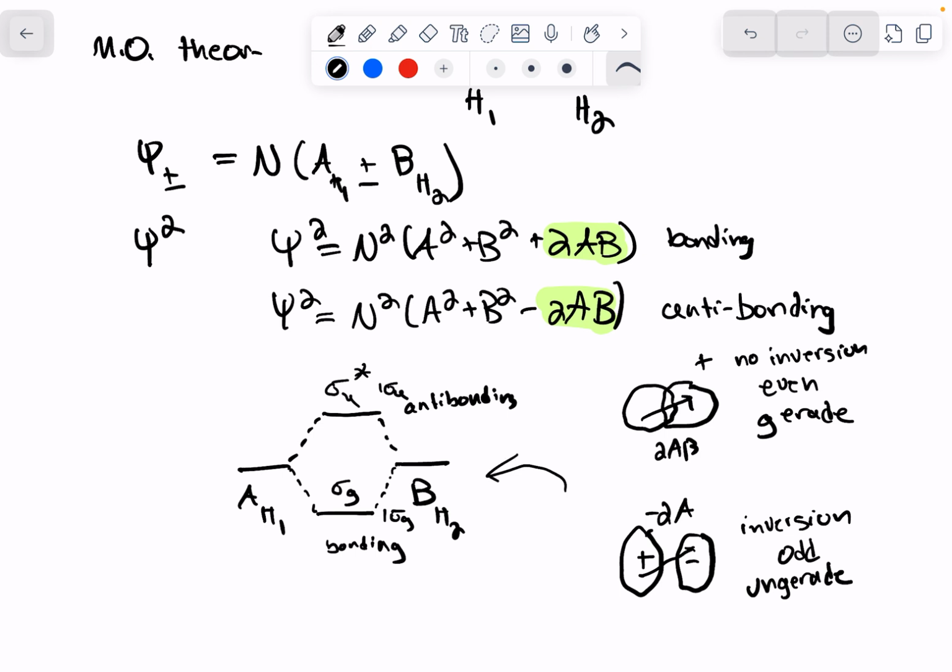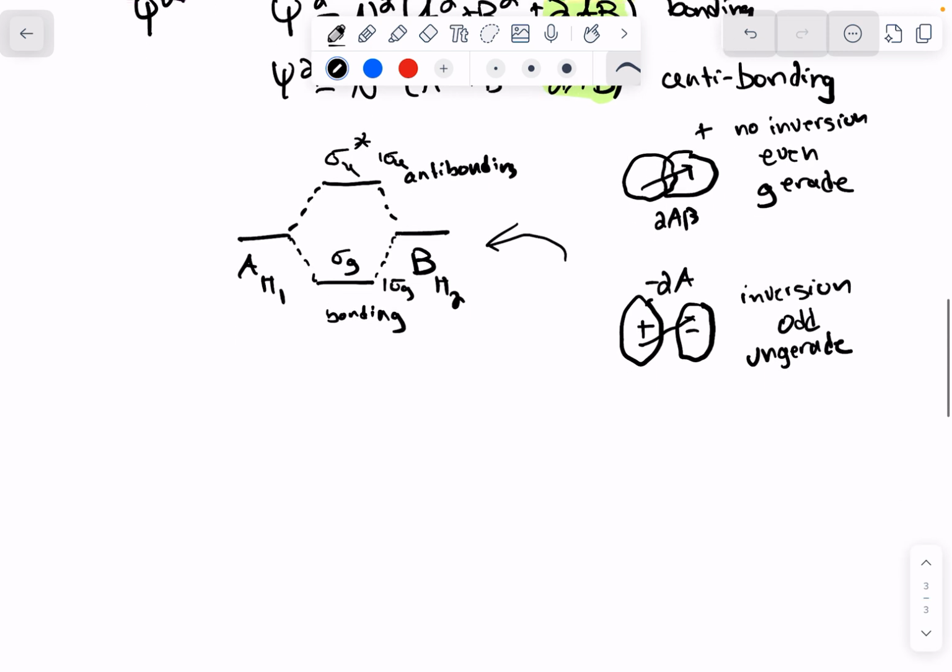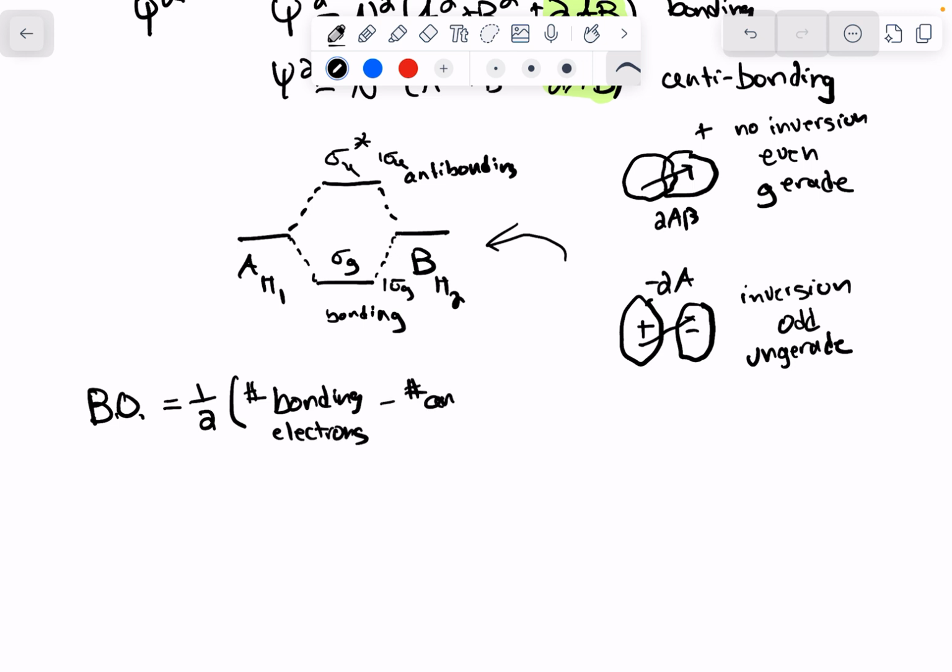Okay, and so what we can do now is start looking at bonding. So bond order, okay, in all of this is 1/2 the number of bonding electrons minus the number of anti-bonding electrons.